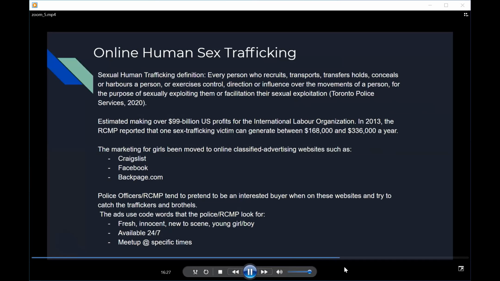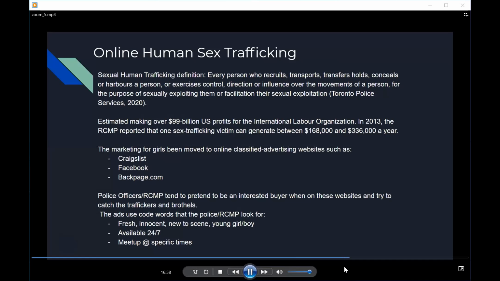Sex trafficking is one of the fastest growing organized crimes in the world, estimated to make over 99 billion US dollars in profits, according to the International Labour Organization. In 2013, the RCMP reported that one sex trafficking victim can generate between $168,000 and $336,000 a year, and they may run an entire stable. Last year, Toronto police cited the example of a young woman who brought in $90,000 in 3 months.